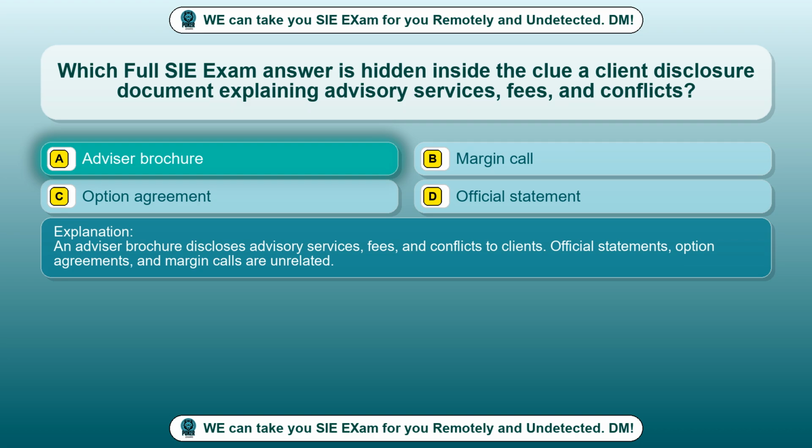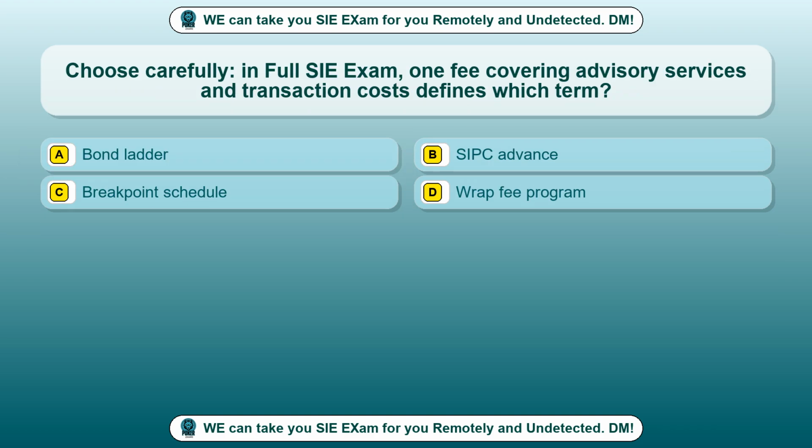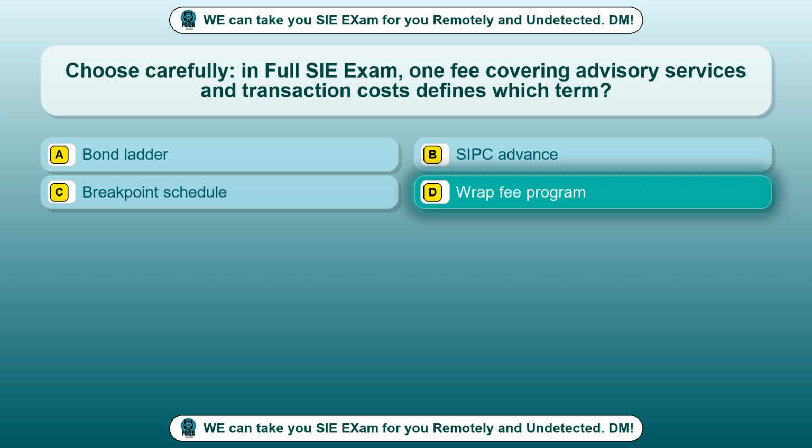An advisor brochure discloses advisory services, fees, and conflicts to clients. Official statements, option agreements, and margin calls are unrelated. Question 46. Choose carefully in full SIE exam. One fee covering advisory services and transaction costs defines which term? Option A, bond ladder. Option B, SIPC advance. Option C, breakpoint schedule. Option D, wrap fee program. The correct answer is option D, wrap fee program.